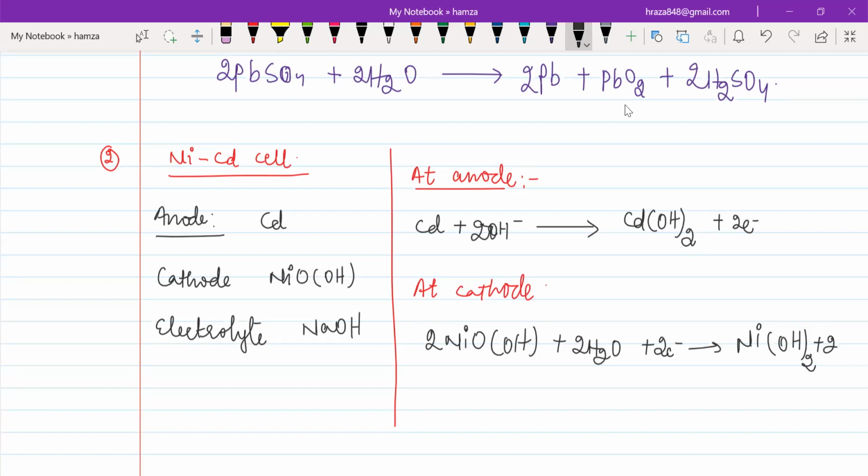So basically, if you are going to check the oxidation state, this will have oxidation state plus 1 and this will have oxidation state. Wait a minute, not. Can anyone tell me the oxidation state of nickel? Yes, this will have plus 3 oxidation state and this will have plus 2 oxidation state. So you can see there will be a reduction. So what is the reaction for discharging and charging? Please write the reaction for charging and discharging.